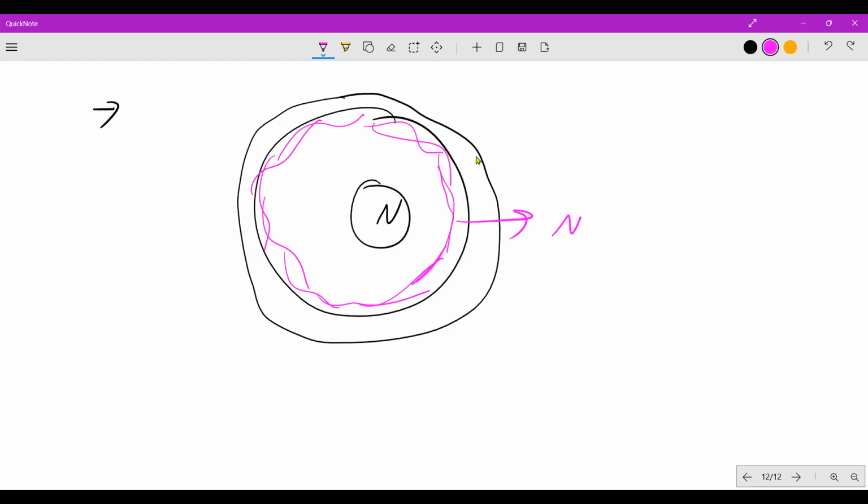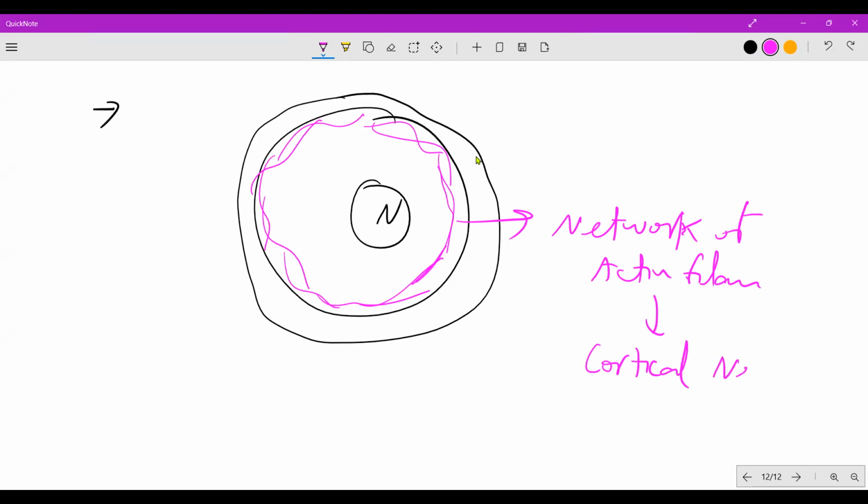This is the network, network of actin filaments below the plasma membrane. And we call this network as what? We call this network as the cortical network. This is the cortical network present below the plasma membrane. किसका बना है भाई cortical network? We know cortical network is primarily made up of actin filaments plus some other proteins.